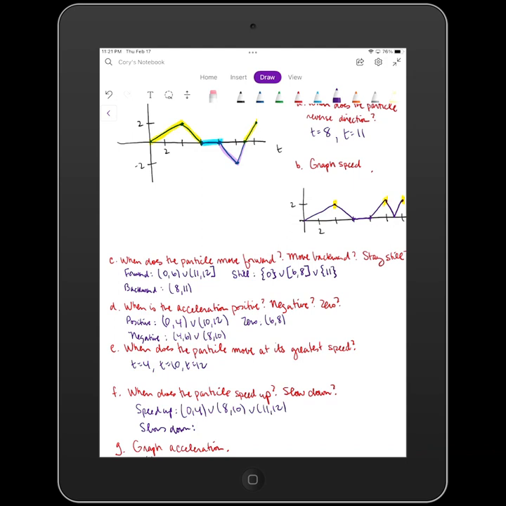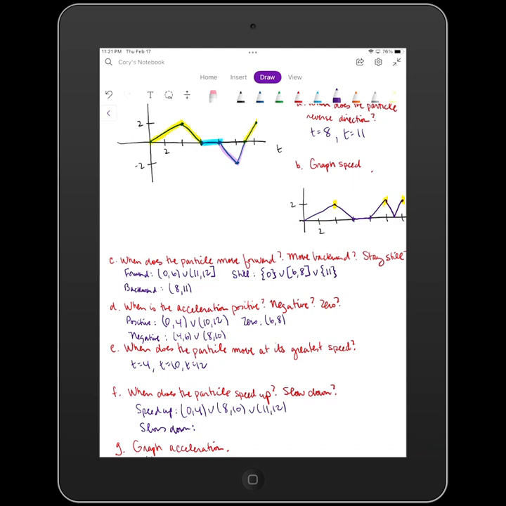Okay, our particle is going to slow down when velocity and acceleration have opposite signs. So that can happen when velocity is positive, the graph lies above the t-axis, and acceleration or the slope is negative. And it can also happen when velocity is negative, the graph lies below the t-axis, and acceleration, which is the derivative, which is the slope, is going to be positive.